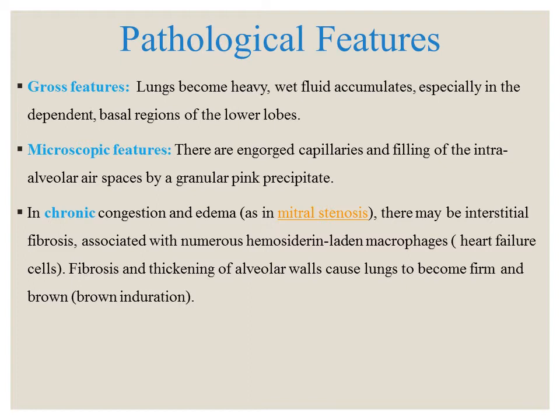With time, in the fibrosis or resolution stage, there is thickening and fibrosis of the alveolar walls that can cause the lungs to become firm and brown, a condition that is referred to as brown induration of the lungs.